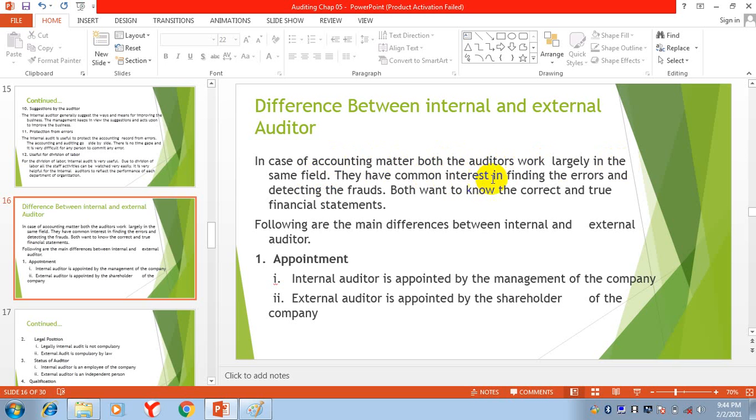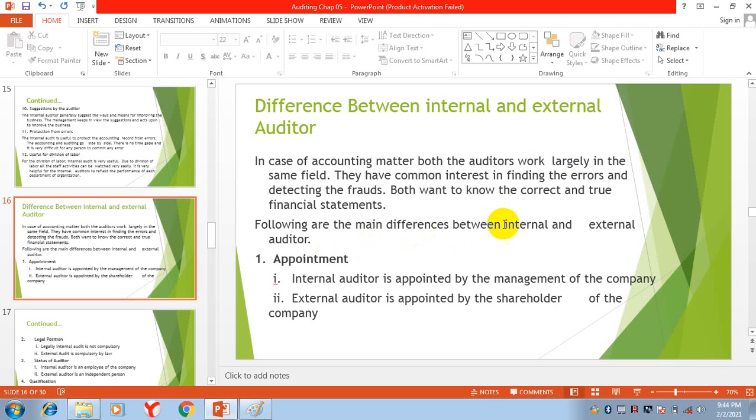They have common interests in finding the errors and detection of fraud. What is the work of internal auditor? Detection of errors and detection of fraud. Same is the case with external auditor. He is also there for detection of errors and frauds. Both want to know the correct and true financial statements.